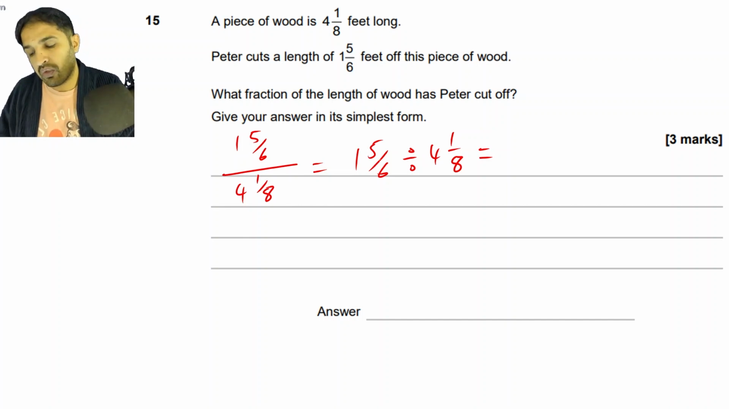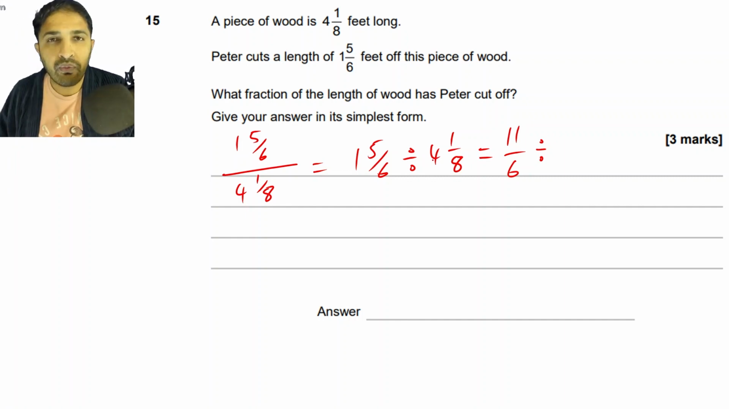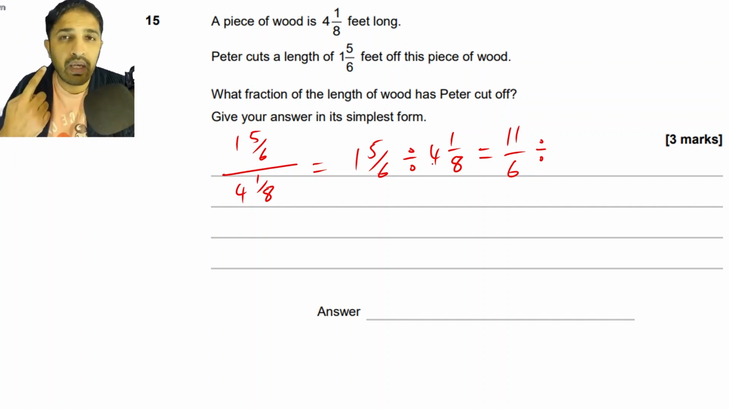Okay. So I'm going to first change the mixed numbers into improper fractions. How many sixths in the one whole one have? So that's 6 sixths plus that 5 sixths gives me 11 sixths. Divide by 4. How many eighths does 4 have? So every one has 8 eighths.